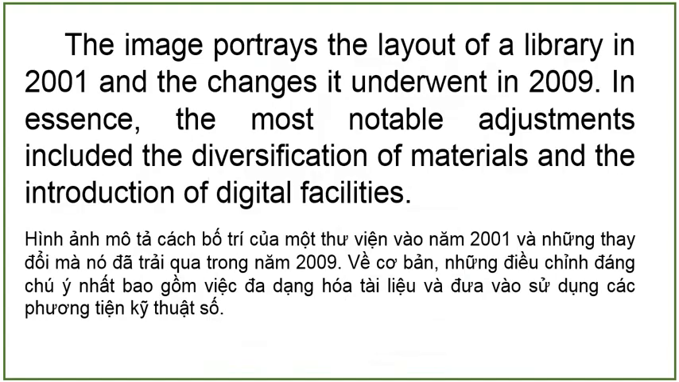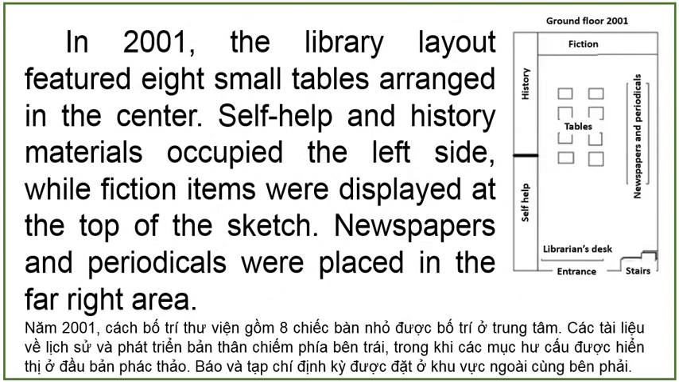The image portrays the layout of a library in 2001 and the changes it underwent in 2009. In essence, the most notable adjustments included the diversification of materials and the introduction of digital facilities. In 2001, the library layout featured 8 small tables arranged in the centre. Self-help and history materials occupied the left side, while fiction items were displayed at the top of the sketch.